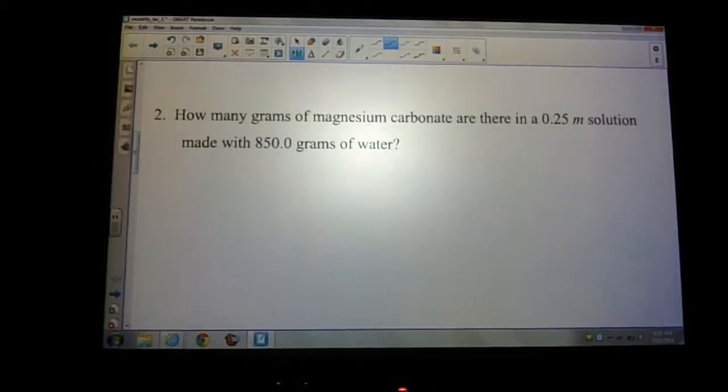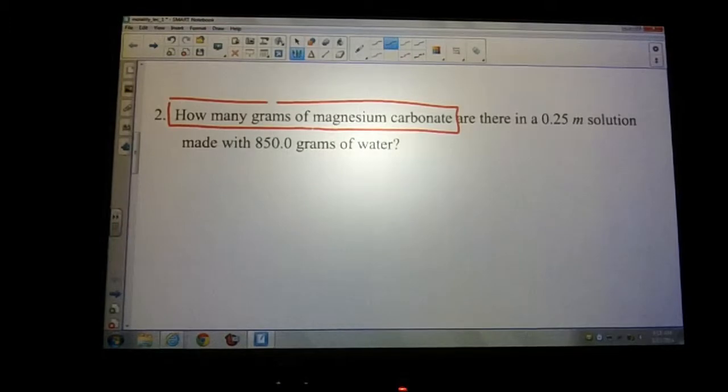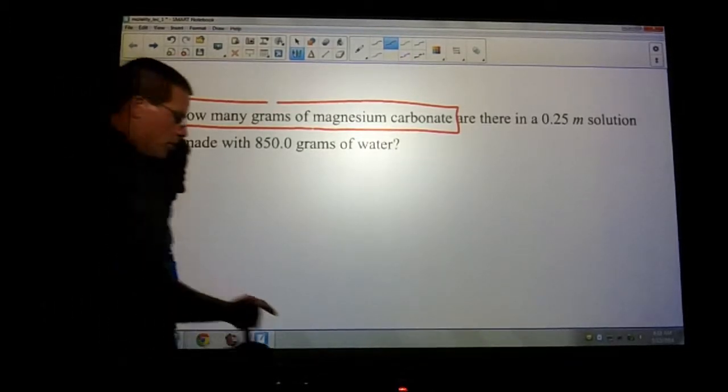Well, let's look at another one. Next practice problem asks, how many grams of magnesium carbonate are there in a 0.25 m solution made with 850 grams of water? Well, the question wants to know how many grams of magnesium carbonate. Let's first of all write out the formula for magnesium carbonate, which might be very beneficial here.